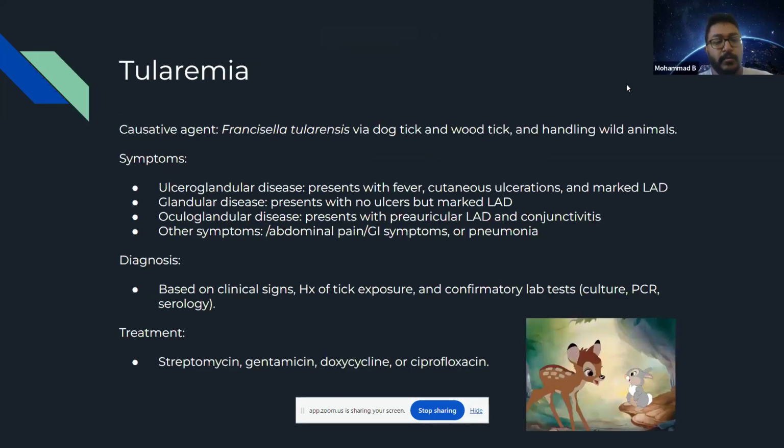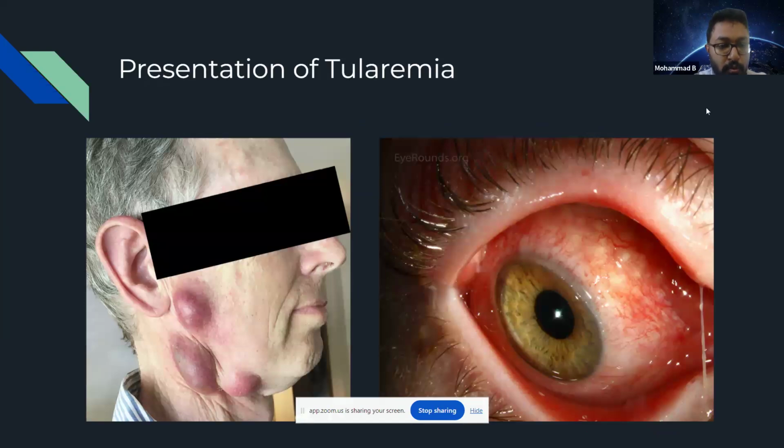Okay. There's a condition called tularemia, and every time I see tularemia, I think about Bambi and Thumper, and it's usually caused by a dog tick. And some people, when they go hunting, when they handle wild animals or game, can sometimes present with tularemia. So tularemia can present in different ways. There's ulceroglandular disease. I'll show you on the next slide how it looks.